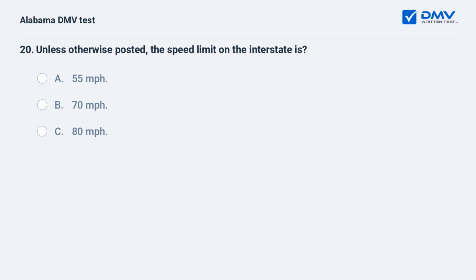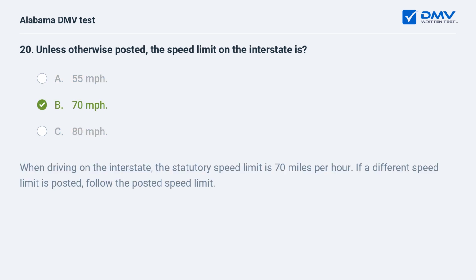Unless otherwise posted, the speed limit on the interstate is A. 55 mph, B. 70 mph, C. 80 mph. The answer is B. 70 mph. When driving on the interstate, the statutory speed limit is 70 miles per hour. If a different speed limit is posted, follow the posted speed limit.